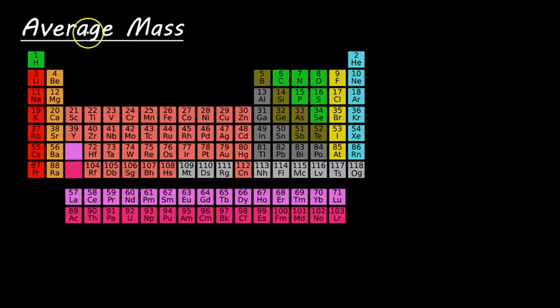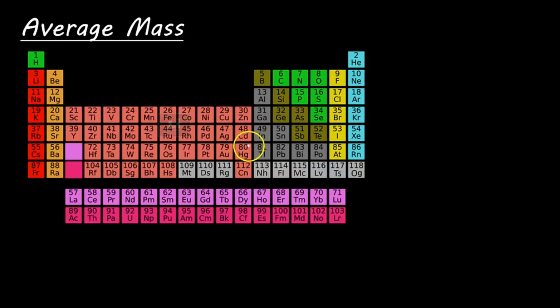But, well, what is average mass? Any given element can have different isotopes, which means a different number of neutrons. If you don't know what isotopes are, then I recommend checking out my video on atoms, isotopes, and symbols. So the mass of each isotope is different.